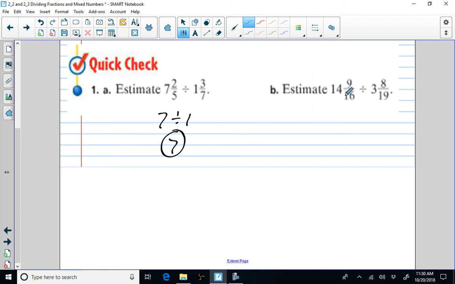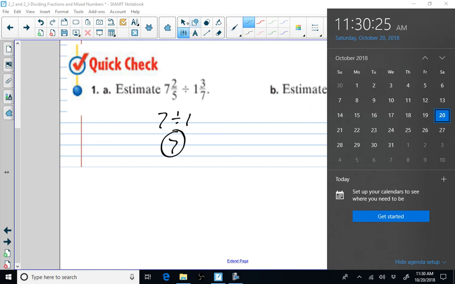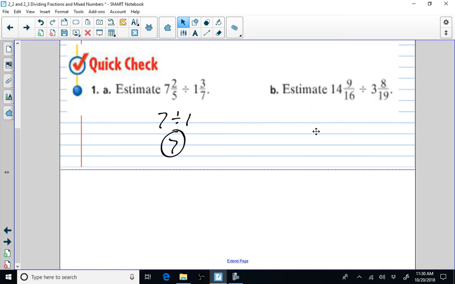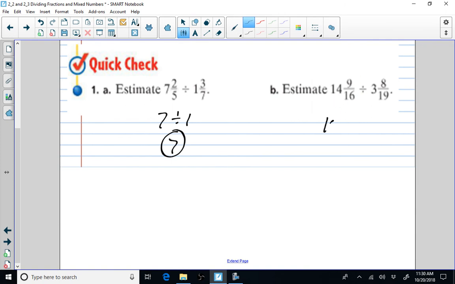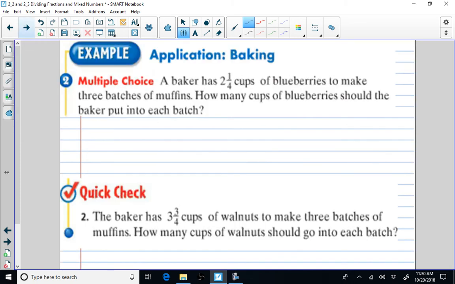9/16 is closer to... 9/16 is more than half of 16, so to the nearest whole number that would be 15 divided by, well, 8/19 is closer to 3 than it is to 4, so that would be 3. 15 divided by 3 would be 5. Right, so if we just go to the nearest whole number for an estimate, that should be an efficient enough way to do the problem. Okay, let's try some more examples.